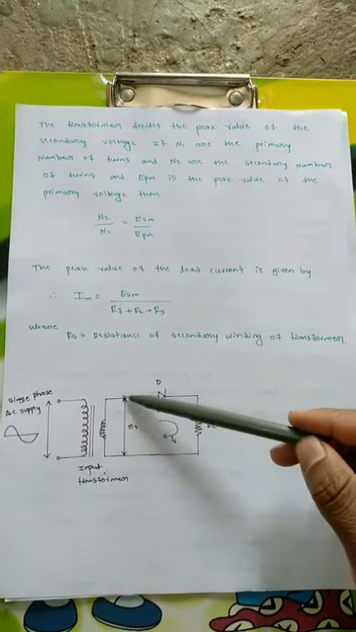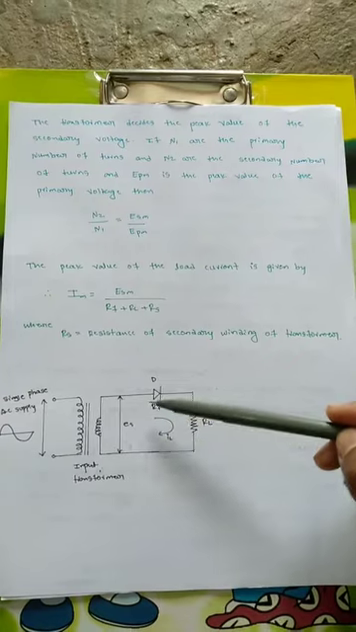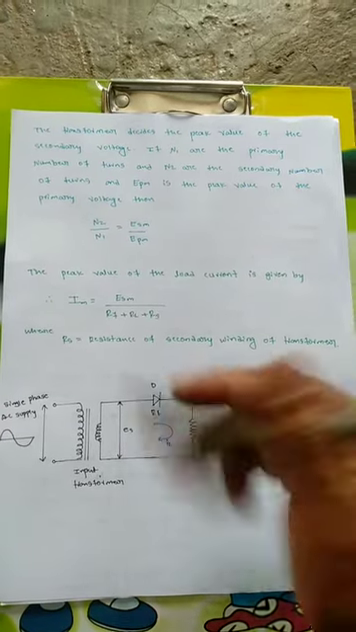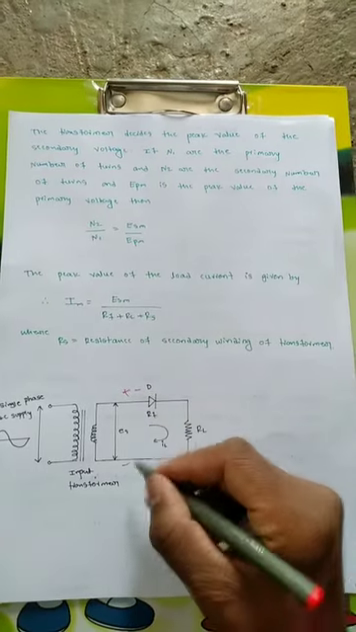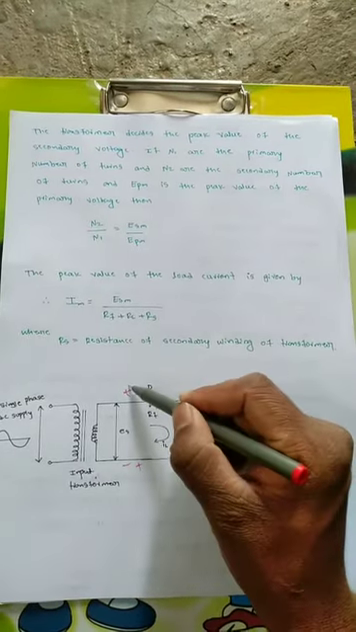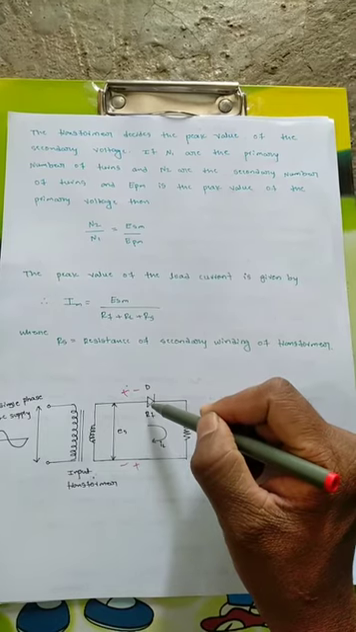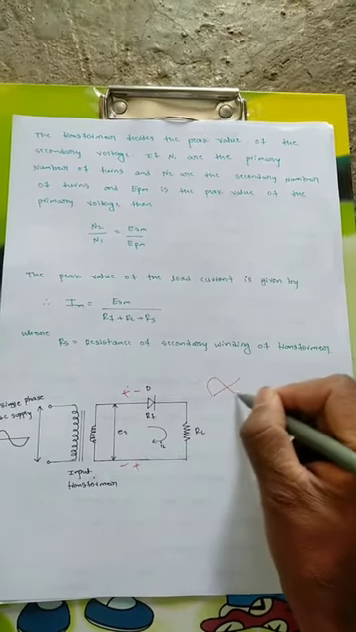Then here is the AC voltage appearing across the diode. When there is a positive half cycle, this side is positive and this side is negative. For the negative half cycle, this will be negative and this will be positive. During the positive half cycle, the diode will be forward biased and it will conduct. So this is the waveform.